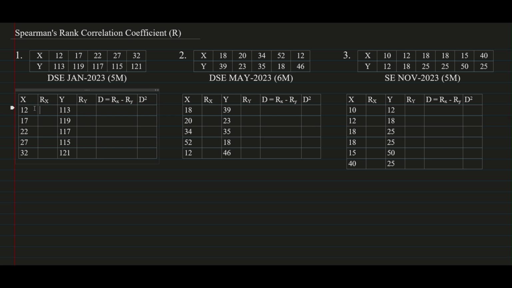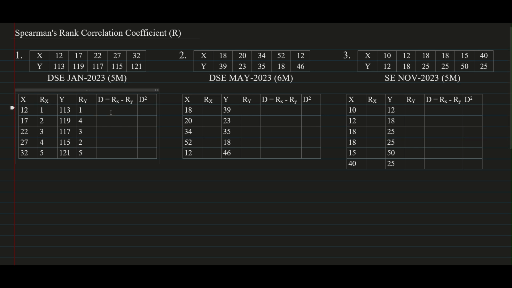So for the sake of simplicity, I'll rank the items in ascending order, or the increasing order. So 12 is the smallest value, will be ranked 1, 17, 2, 3, 4 and 5. Now in Y, 113 is the smallest, will be ranked 1, 115 being the next smallest, ranked 2, 117 being the third smallest, 3, followed by 119 and then 121.